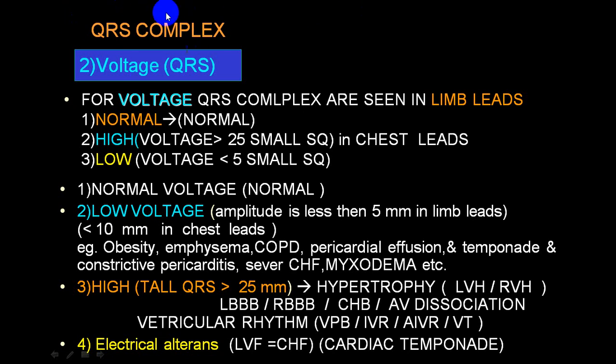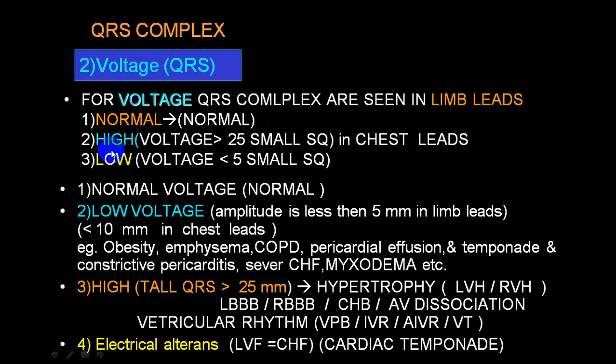Now we go to the amplitude, or what we call voltage. For voltage, usually limb leads are seen. Also, for QRS complex voltage, you can see the chest leads to identify some of the conditions. This I have already discussed, and I have shown this slide in previous ECGs. If any particular chest lead shows a QRS complex amplitude more than 25 small squares, it is definitely considered a high voltage.